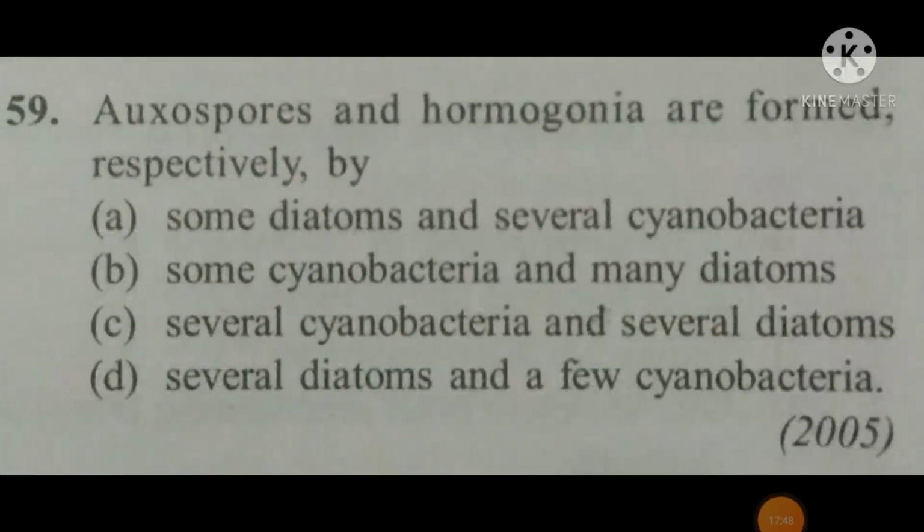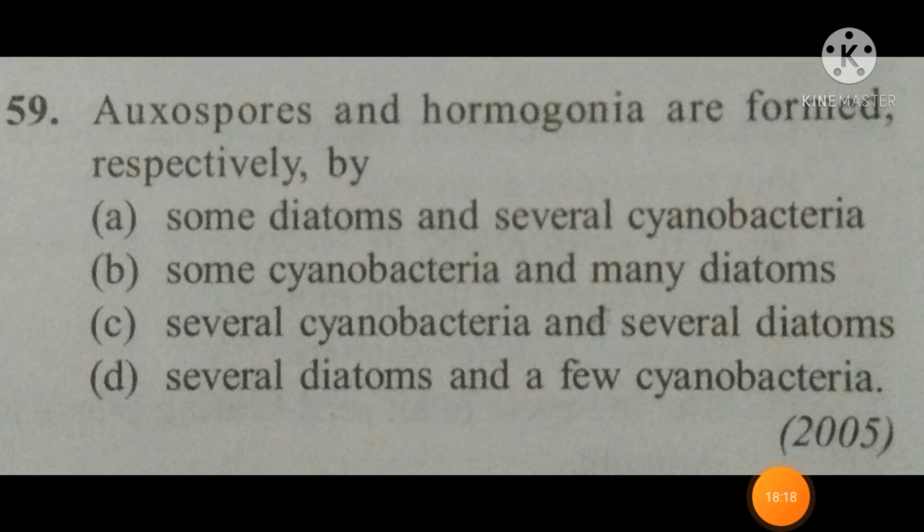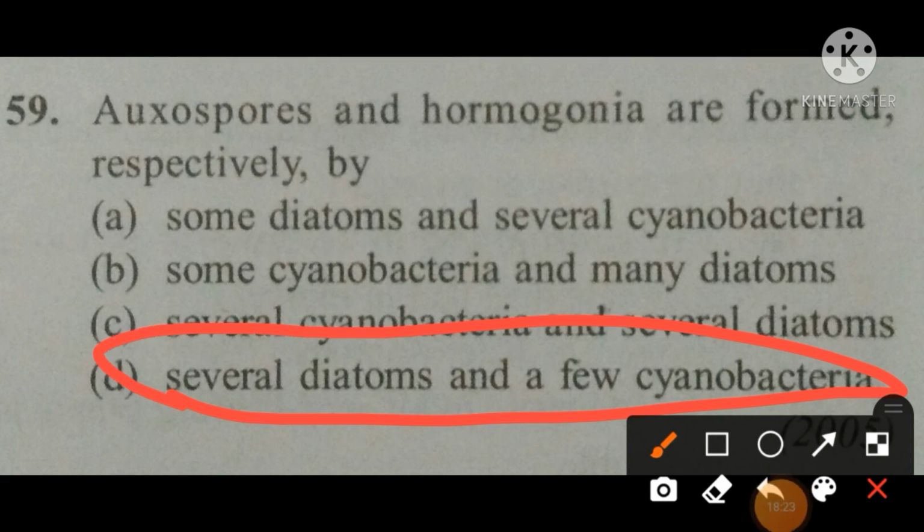Next question, exospores and hormogonia are formed respectively by A, some diatoms and several cyanobacteria, B, some cyanobacteria and many diatoms, C, several cyanobacteria and several diatoms, D, several diatoms and few cyanobacteria. So the correct answer for this is option D, several diatoms and few cyanobacteria.